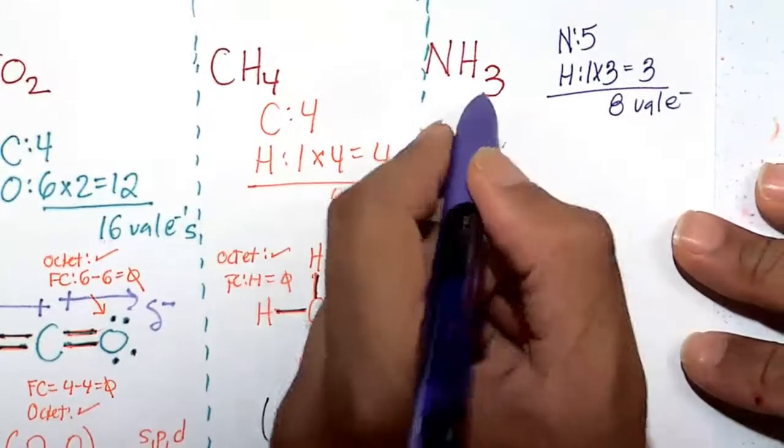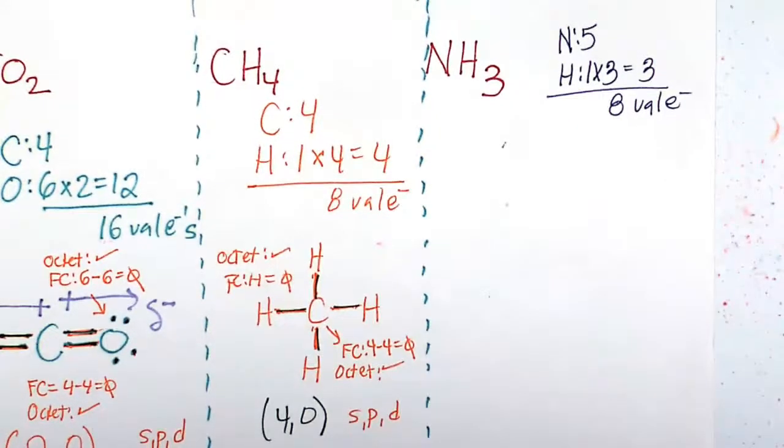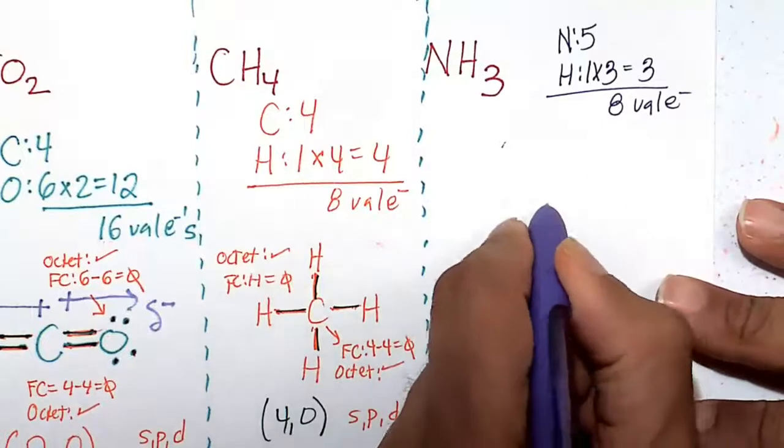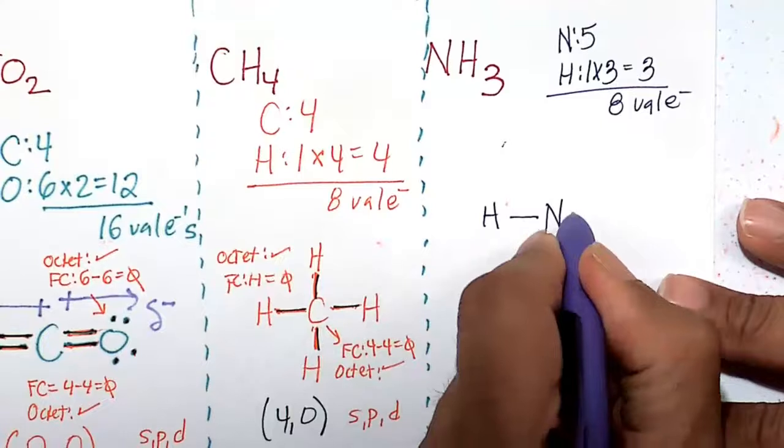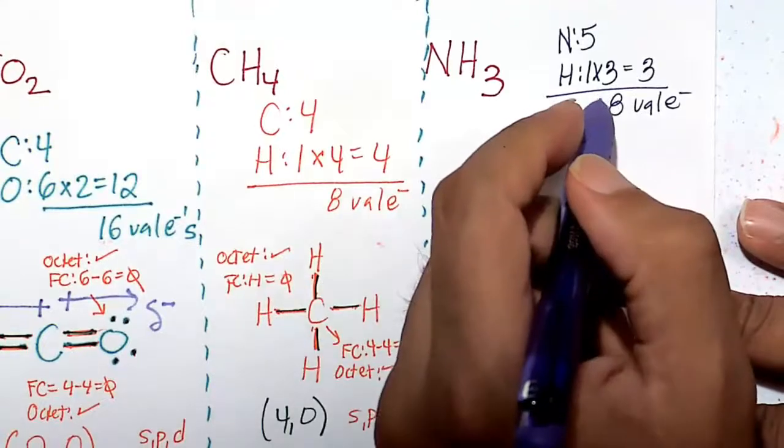We're going to have nitrogen as our central atom, not hydrogen, because you don't know which of the 3 hydrogens you want as central. So we're going to make things easy and make nitrogen the central atom, and then we will have our bonds with our hydrogens. Okay, so 8 valence electrons, right?